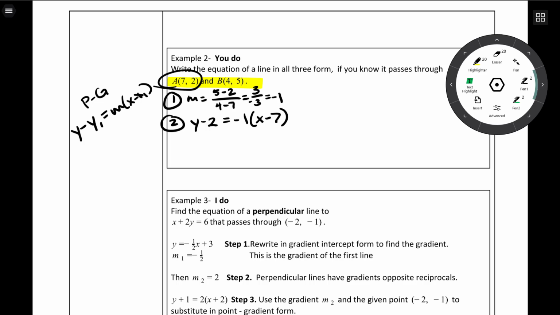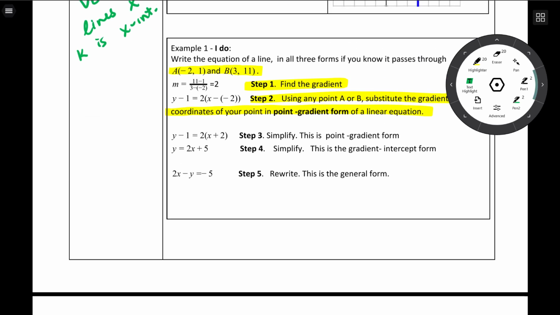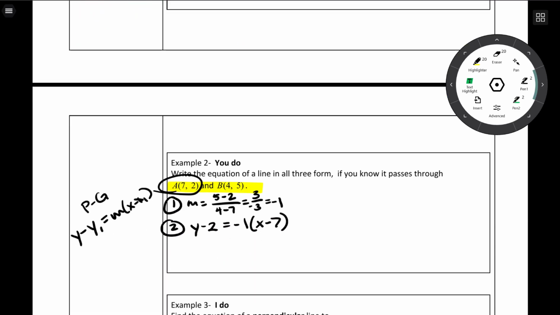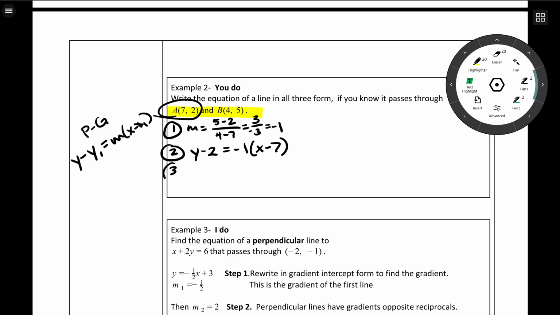Now, this isn't quite point gradient form yet because we haven't simplified everything. So let's take a look at what step 3 is. Step 3, oh, look at that. It does say simplify. Okay, perfect. That's exactly what we want. Simplify. This is point gradient form. So, simplifying. We have y minus 2. Those are not like terms, so we can't combine them. I can distribute the negative 1 to each term, though, and that turns into negative x plus 7. Now we have point gradient form. Perfect.